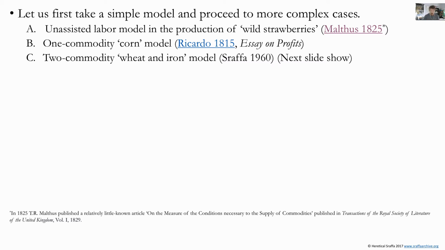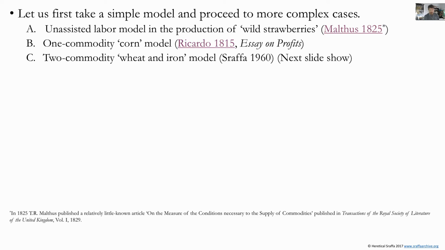So we're going to have a wild strawberries model where just pure living labor goes out and picks the wild strawberries. And we will assign a profit factor to that. That's A. And B, and these A and B are going to be in this slideshow. B, we're going to assist the labor by having a one commodity corn model. And in a one commodity corn model, we're going to have corn as seed, so we have a means of production input. The corn model comes from Ricardo's essay on profits in 1815.